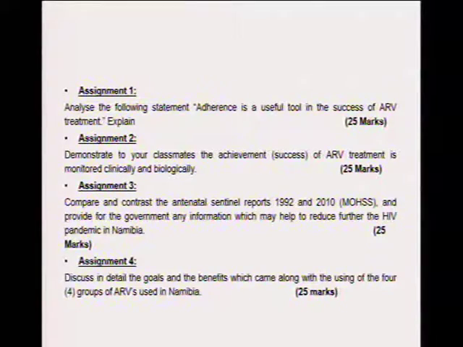the Sentinel survey that was done in the past in 1992, 2010, and so on. And then you have to discuss all of these Sentinel reports, and then compare them, and also look at how different they are. Was there any improvement in addressing HIV/AIDS according to the surveys? Were there challenges, and what are these? So just discuss that in detail.